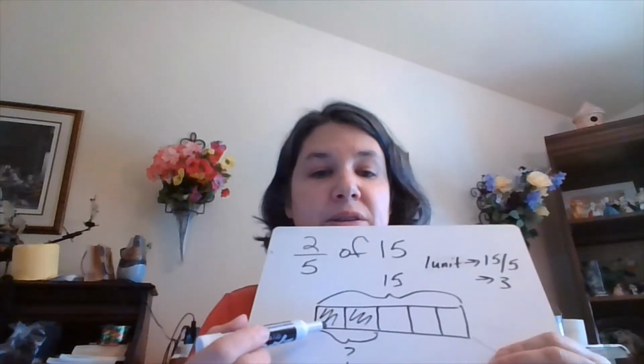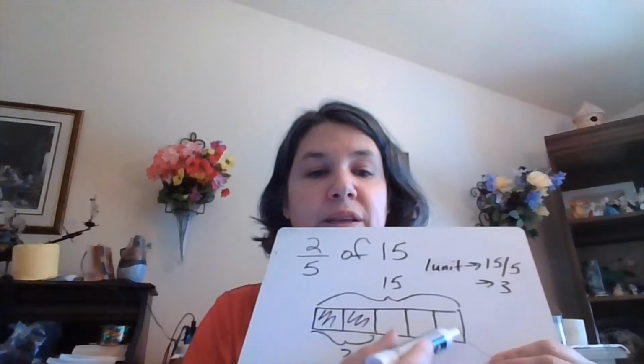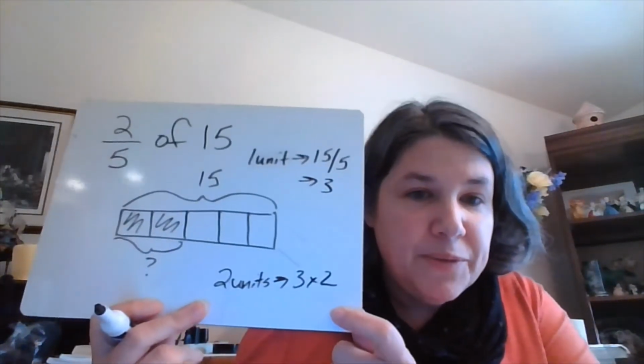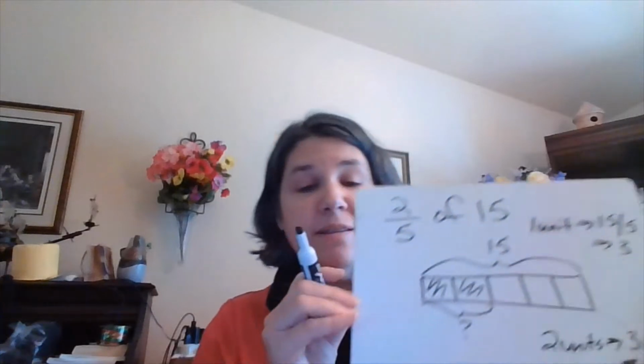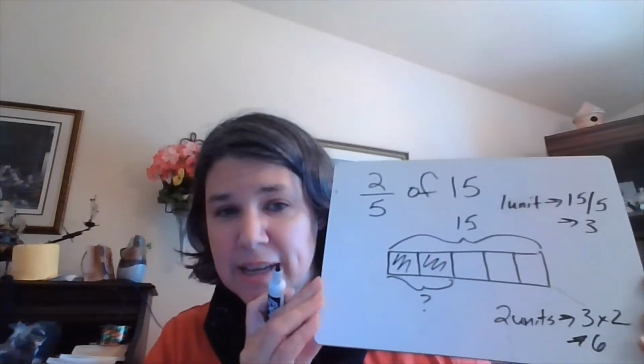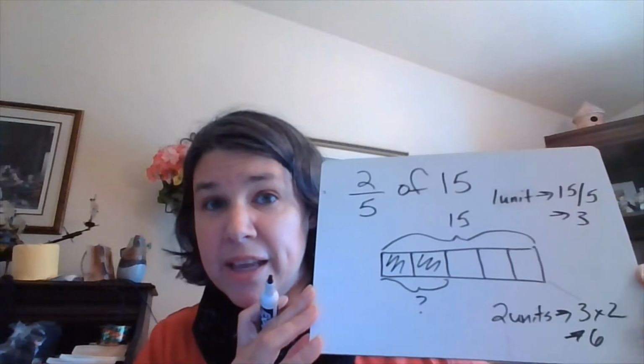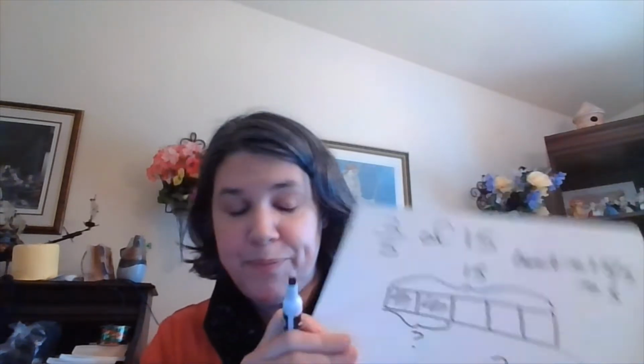So we know now that this is 3, and this is 3, and this is 3, and this is 3, and this is 3. And so now I can use multiplication to find what 2 units are, because it was 2/5. So 2 units is going to be 1 unit times 2, and that's going to give us 6. So now we can say that 2/5 of 15 is 6. Remember this? We did this a lot. This is using the modeling method to solve these problems.